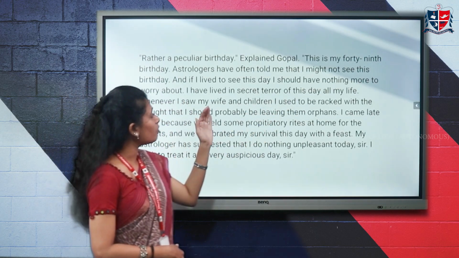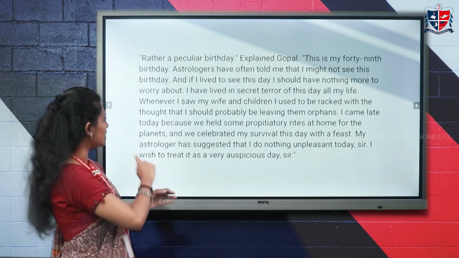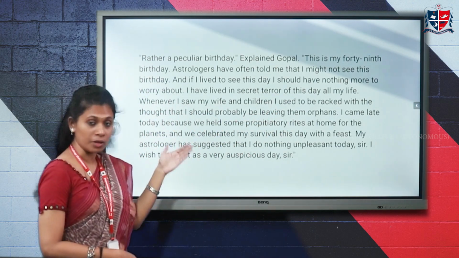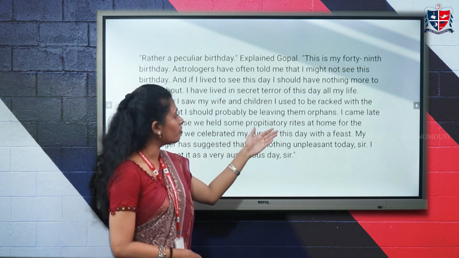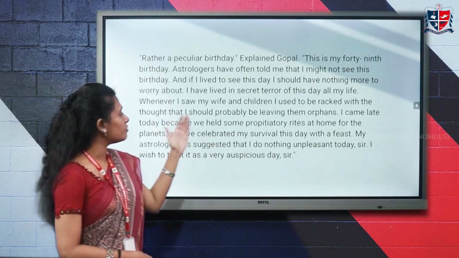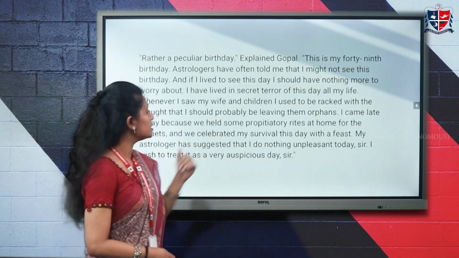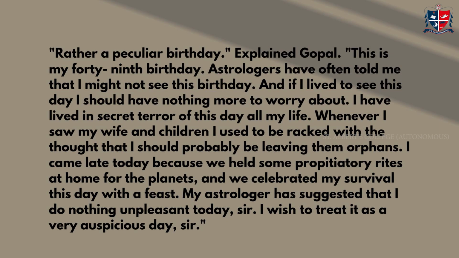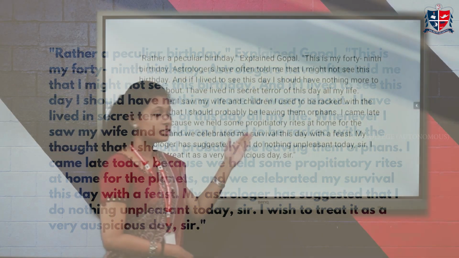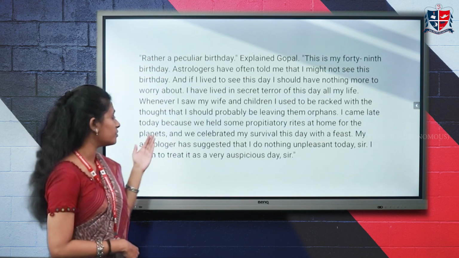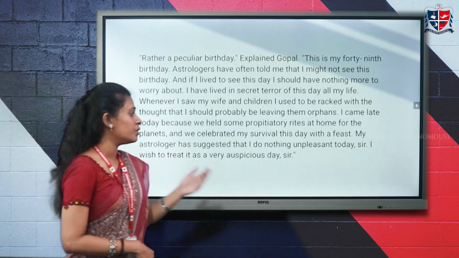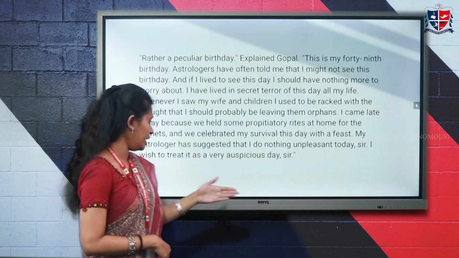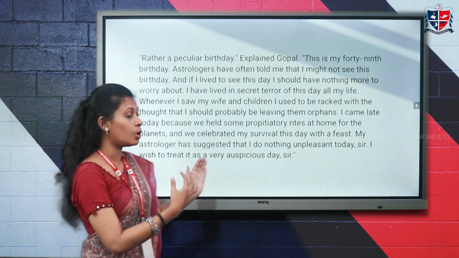Astrologers have often told me that I might not see this day, this birthday, and if I live to see this day, I should have nothing more to worry about. I have lived in secret terror of this day all my life. Whenever I saw my wife and children, I used to be racked with the thought that I should probably be leaving them orphans. I came late today because we held some propitiatory rites at home for the planets and we celebrated my survival this day with a feast. My astrologers have suggested that I do nothing unpleasant today. Sir, I wish to treat it as a very auspicious day.